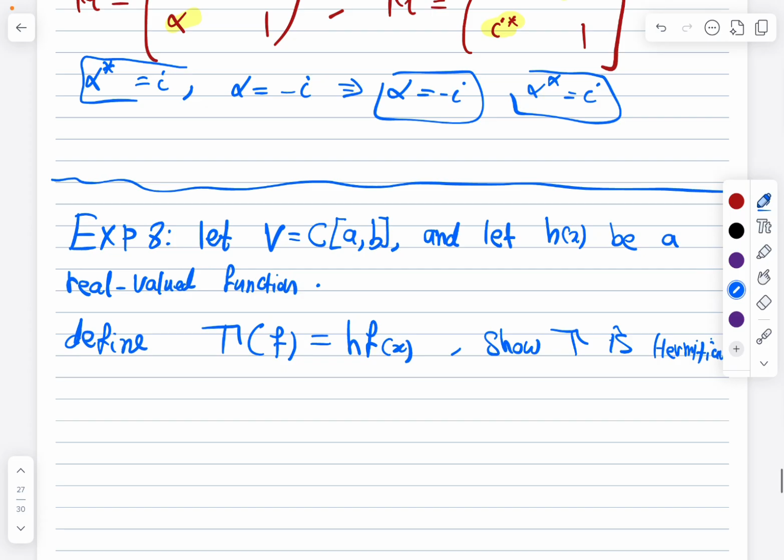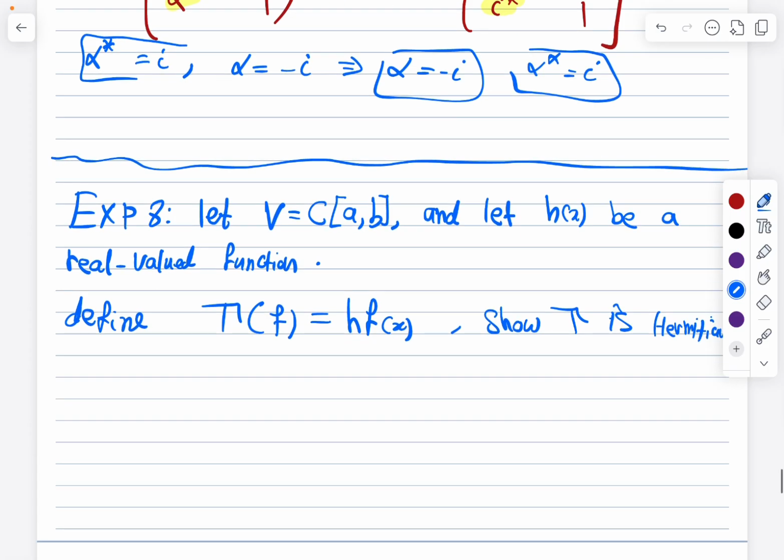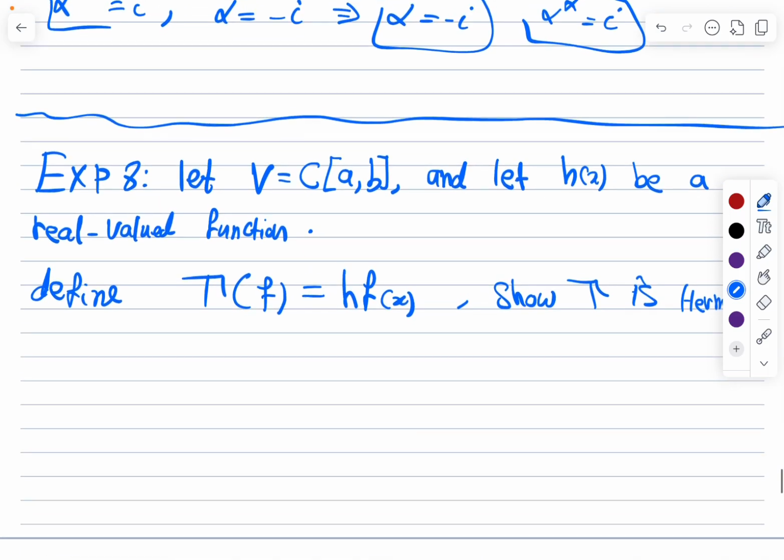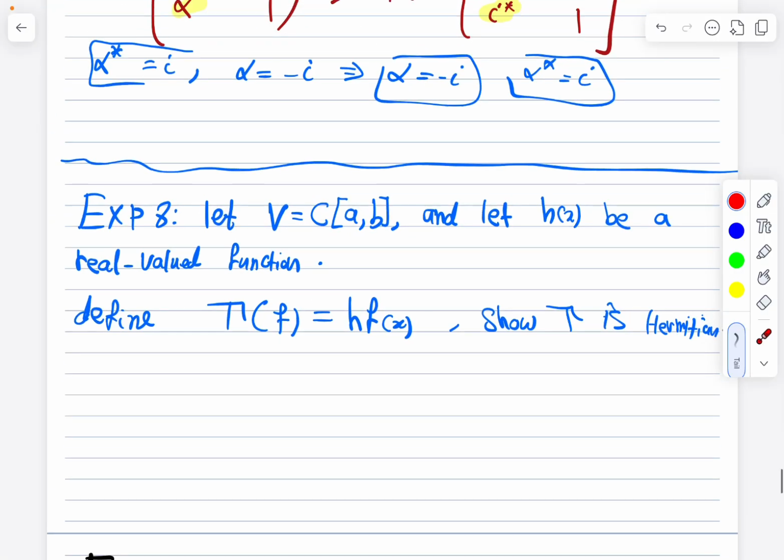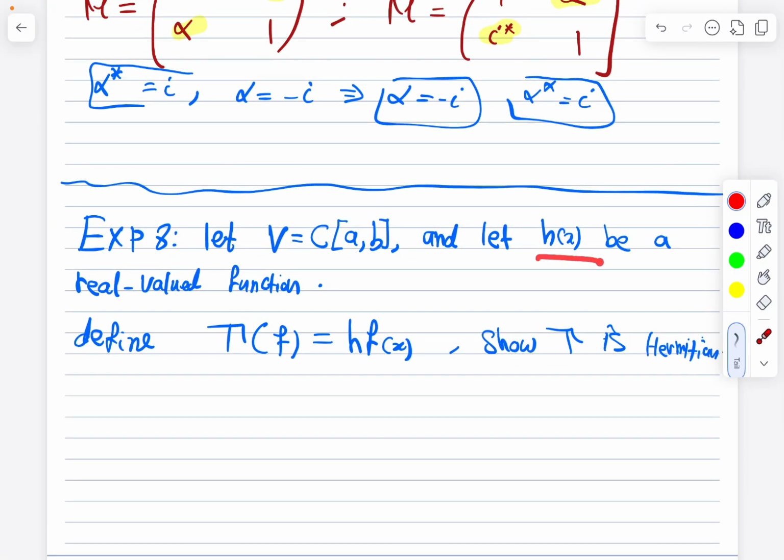Now we go to example 8, which is: let V be the continuous function from A to B, and let H be a real valued function. So basically the value of H, if we take H for any value, is a real number. And let's define my operator as follows. The operator is: take any function in my vector space V and multiply it by H. So H here is fixed.